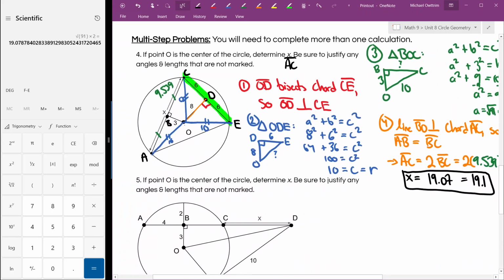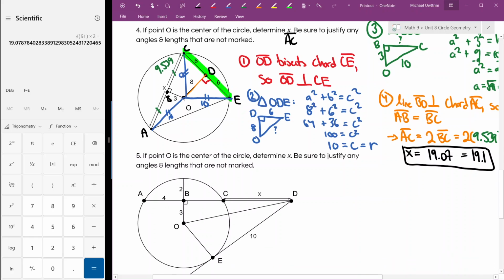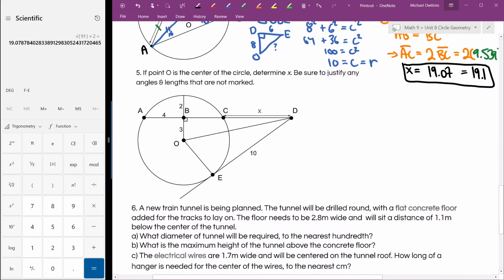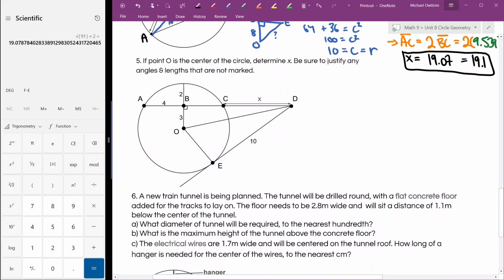So, good example of working your way around, figuring out different things, and using those different things in other places as we continue working towards our solution. In these multi-step ones, very rarely are you going to be able to just go right to the number that you want. You probably have to do some other work first to figure out other things that are useful.